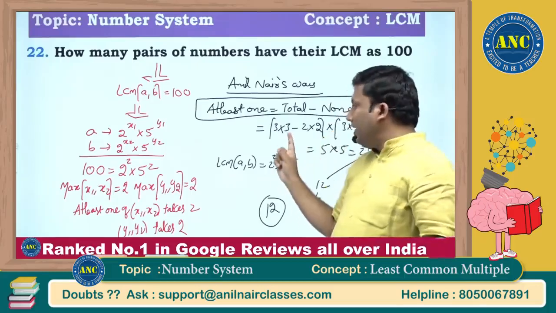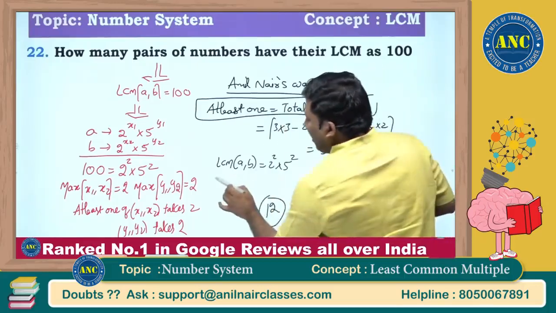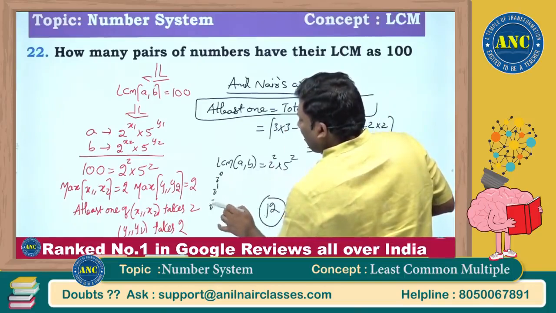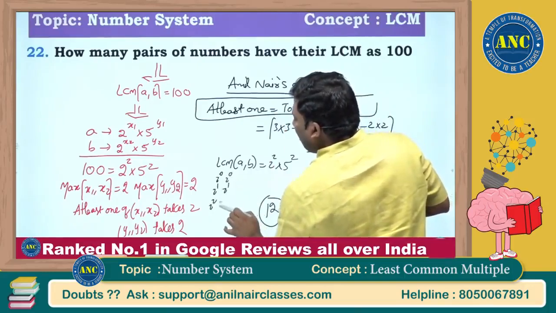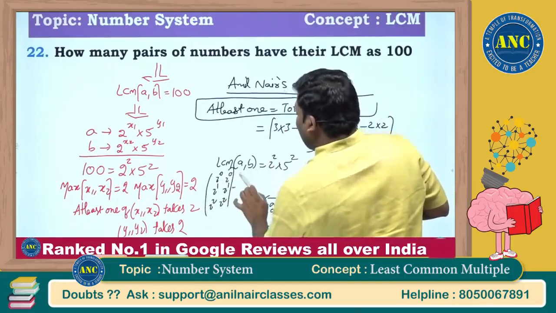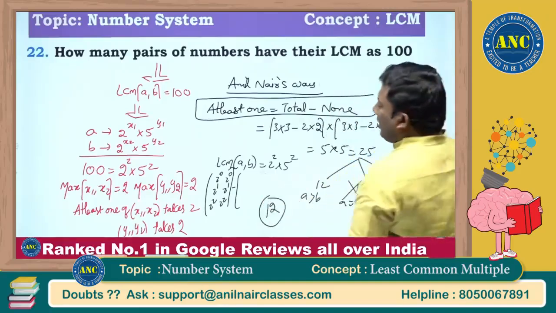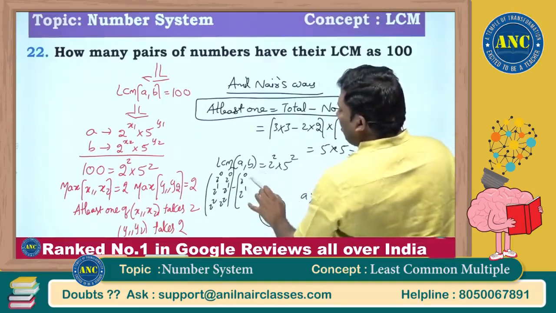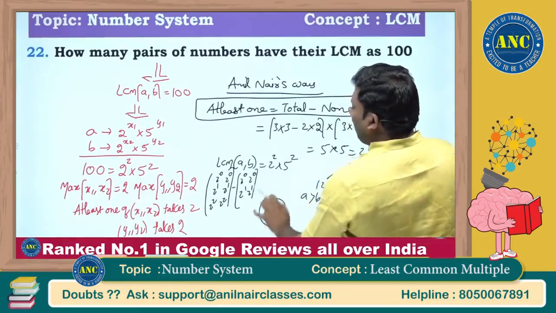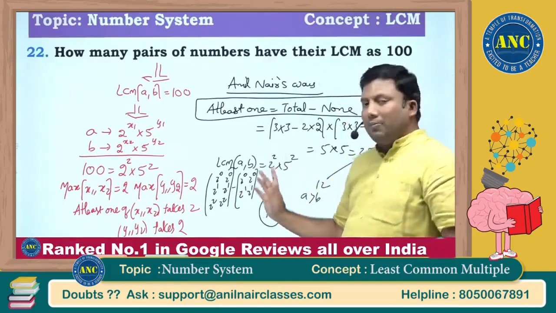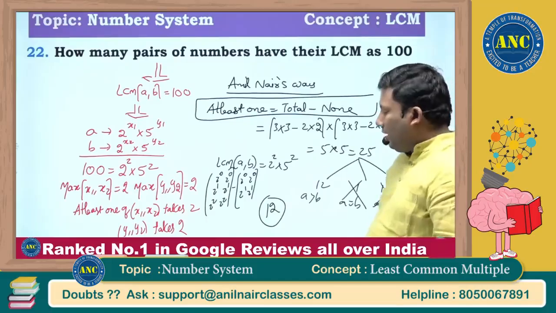Again, last time I am explaining why these 3 came. Because A can take all the powers of 2 or B can take all the powers of 2. Minus none. None means A cannot take 2 square: 2 power 0, 2 power 1. B can take 2 power 0, 2 power 1. 3 square minus 2 square.